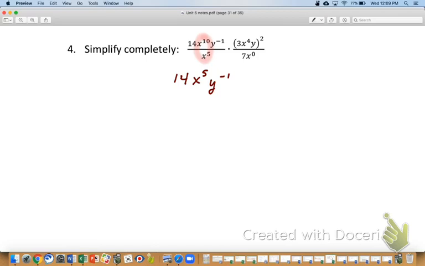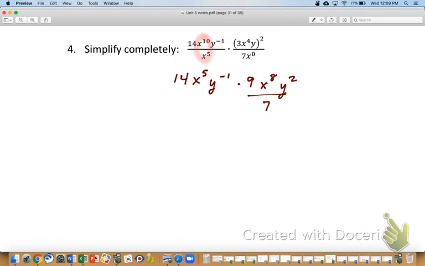Whenever you're dividing bases, you just subtract your exponents. Times, over here in the numerator, 3 squared is 9. x to the 4th squared is x to the 8th. And then y to the 1st squared is just y squared. Down in the denominator, x to the 0 is 1. So that's just 7 times 1, which of course is 7. Still making sense? Any questions?